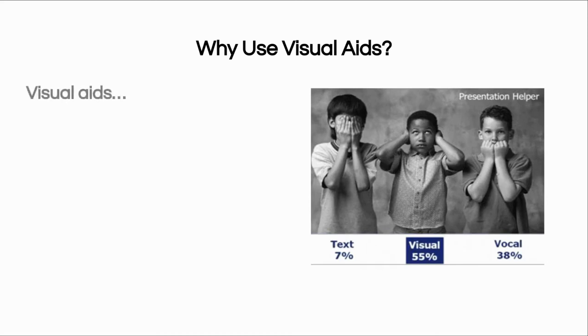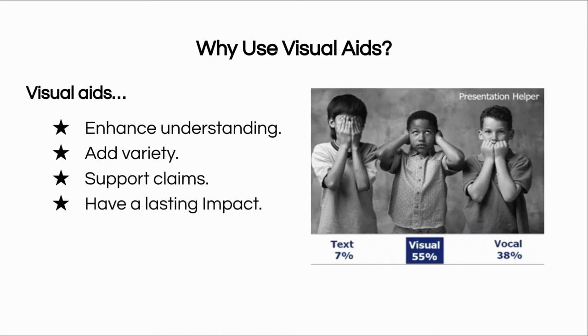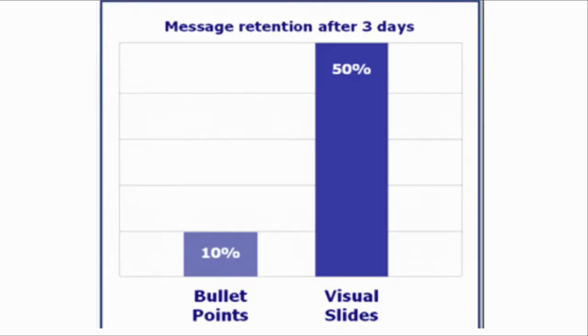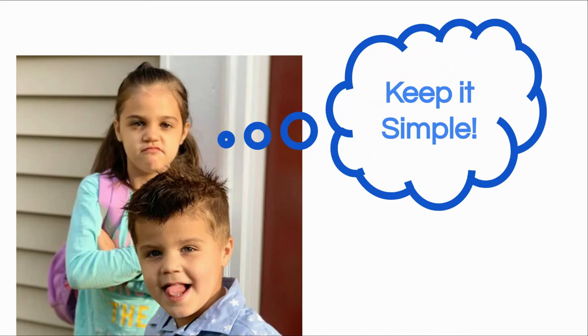So let's explore here. Visual aids are designed to enhance our understanding. They add variety, support our claims, and have a lasting impact. And I love this visual here that emphasizes the idea of when you look at a text, you only really retain 7% of what you read, 38% of our vocal inflection, but 55% of the visual aid. So when designed right, visual aids truly enhance our retention, which is what's shown in this graph here. When you think about having a slideshow with bullet points, you're only really going to retain about 10%. But visual slides with images, after 3 days of hearing a lecture, you're going to remember 50%. So again, keep it simple.